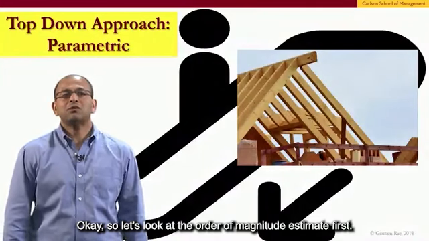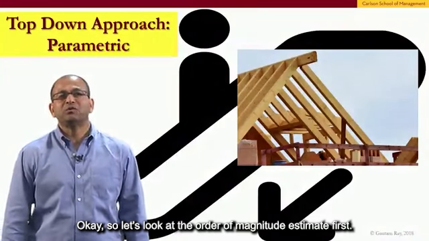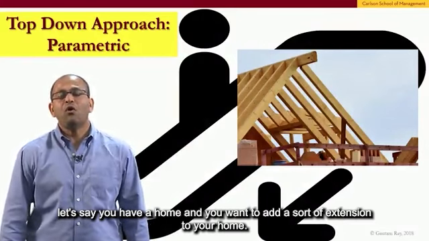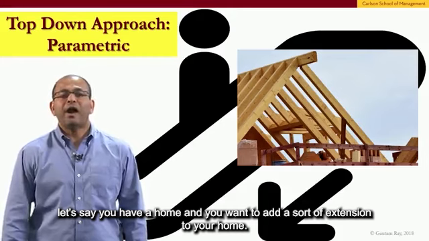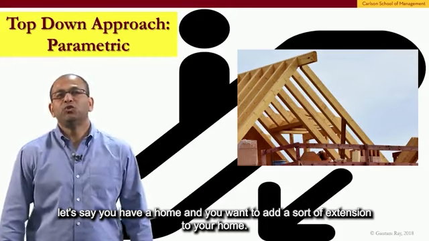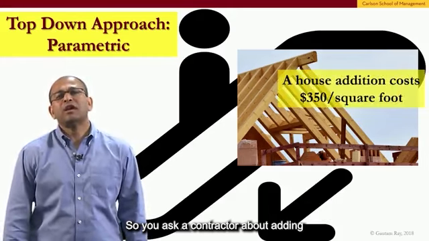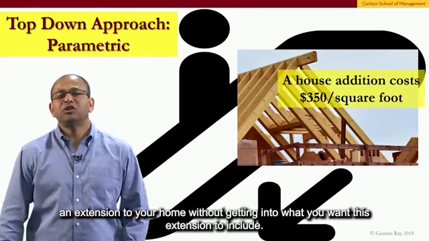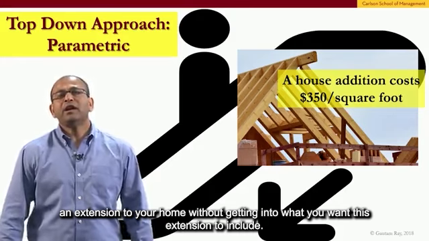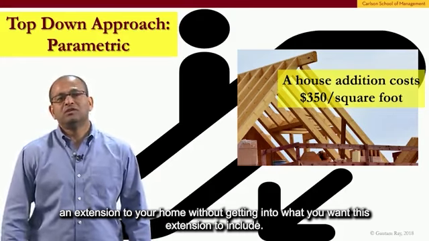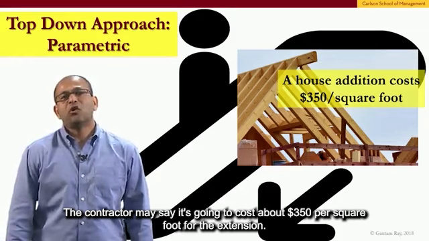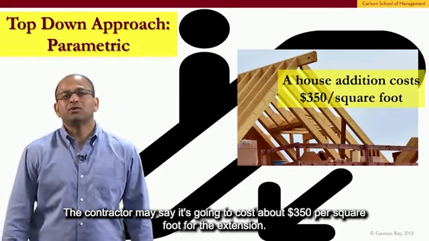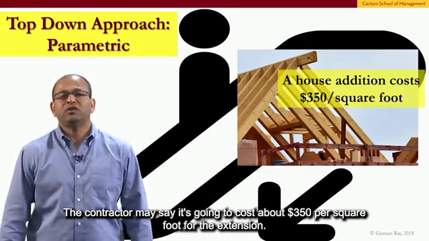Okay, so let's look at the order of magnitude estimate first. To give you an analogy, let's say you have a home and you want to add an extension to your home. So you ask a contractor about adding an extension to your home. Without getting into what you want this extension to include, the contractor may say it's going to cost about $350 per square foot for the extension.